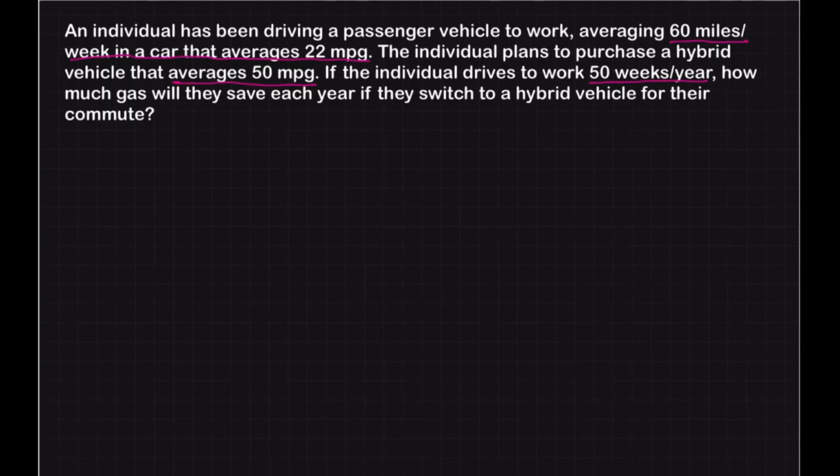So there's a couple things that are the same regardless of which vehicle they have. Okay, there's 60 miles per week, which is going to be the same regardless of which vehicle they're using, and the 50 weeks a year commute is going to be the same regardless of the vehicle they're using. Okay, so now let's talk about the two vehicles.